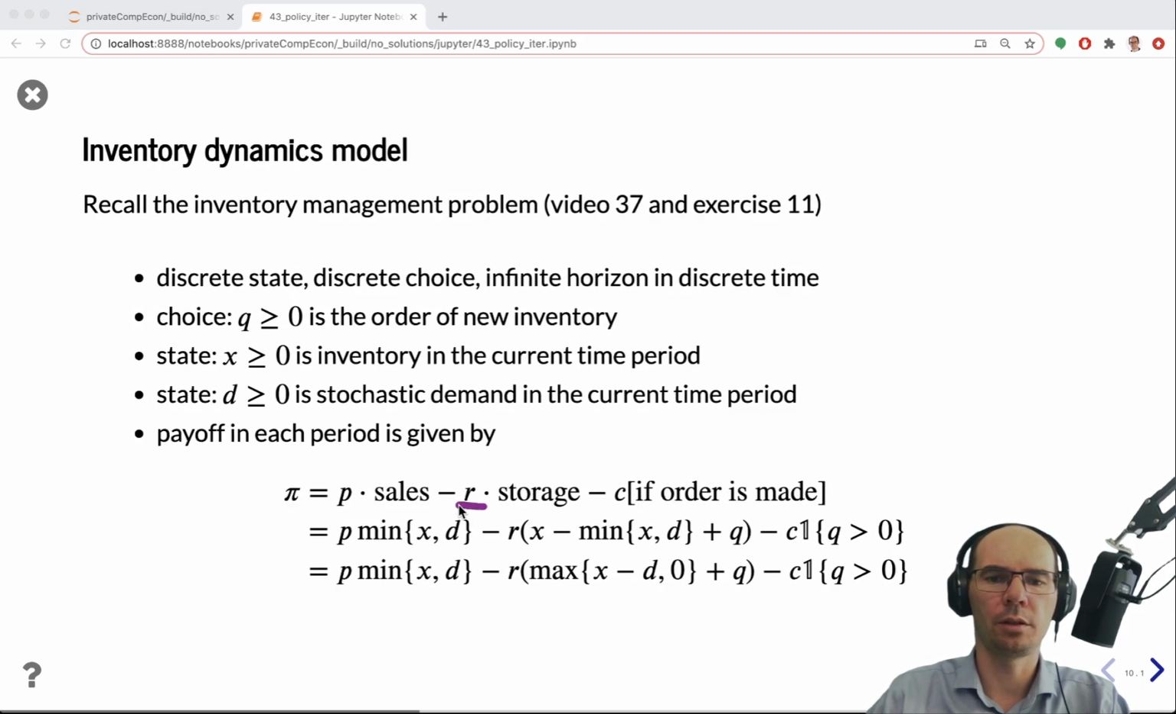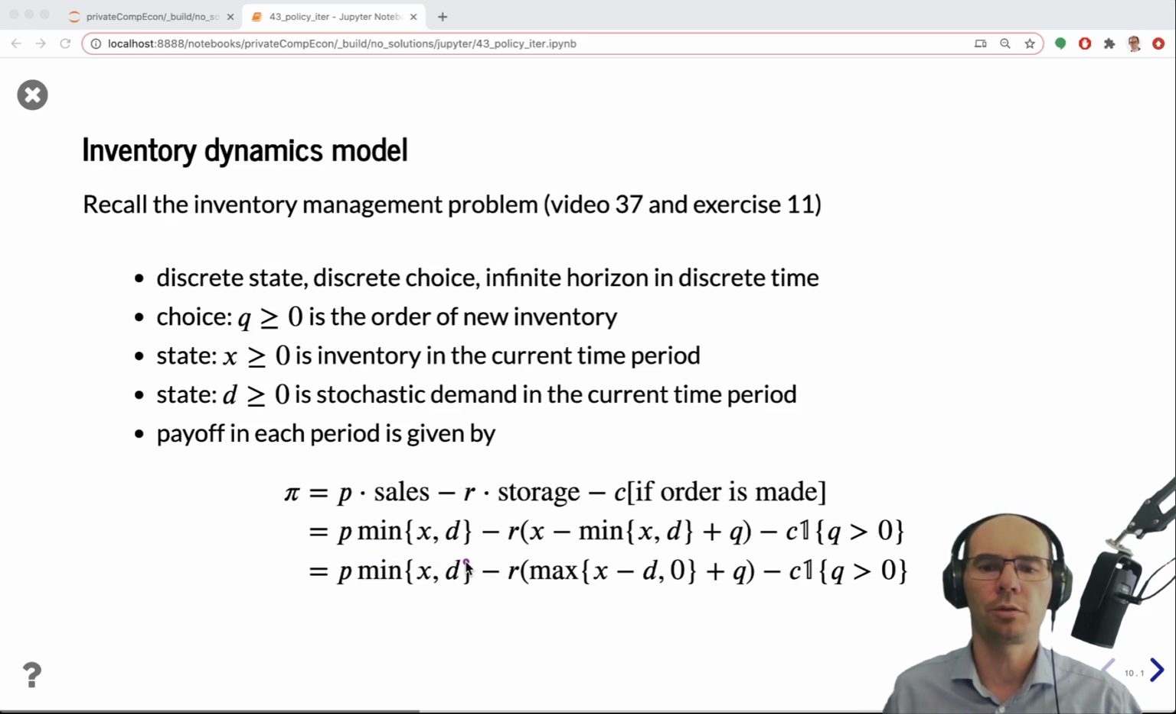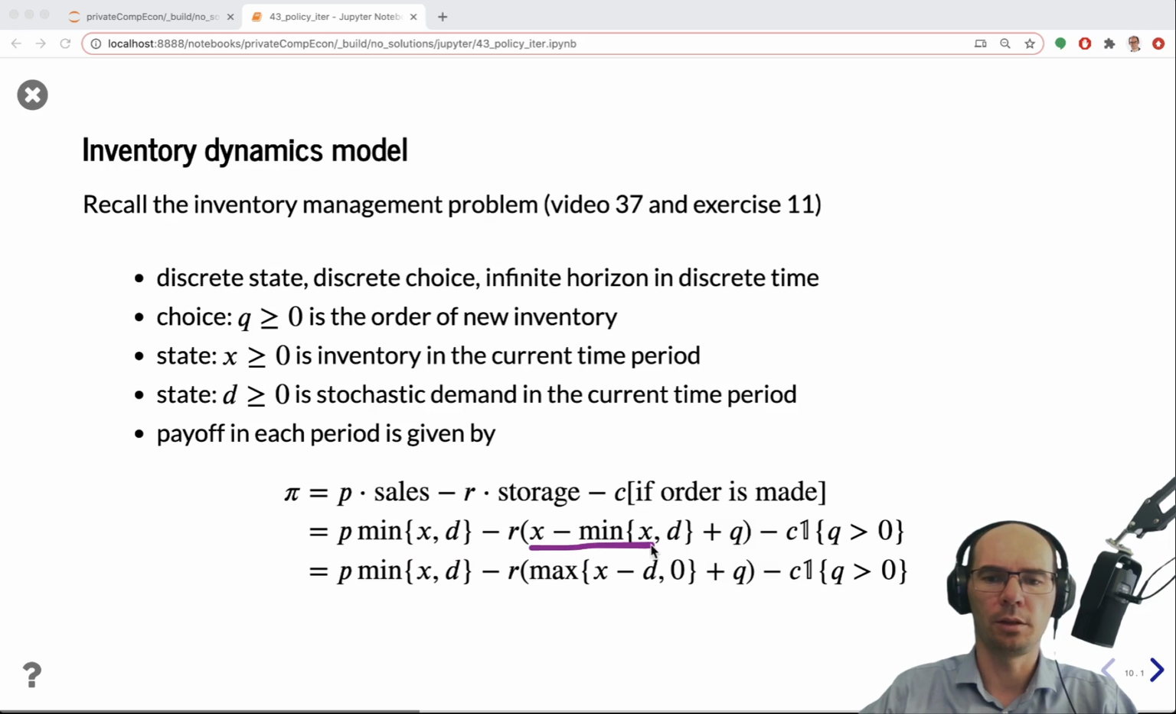And then the cost of storage applied to everything that we need to store to the next period, and then a fixed cost of making an order. All right, so the sales are given by the minimum between X and D, the minimum between the inventory and the demand. We have to store what we did not sell plus what we've ordered. You can write it like this, or you can write it like this, which is the same thing. And, of course, whether we made an order or not is just the indicator function for Q greater than 0.